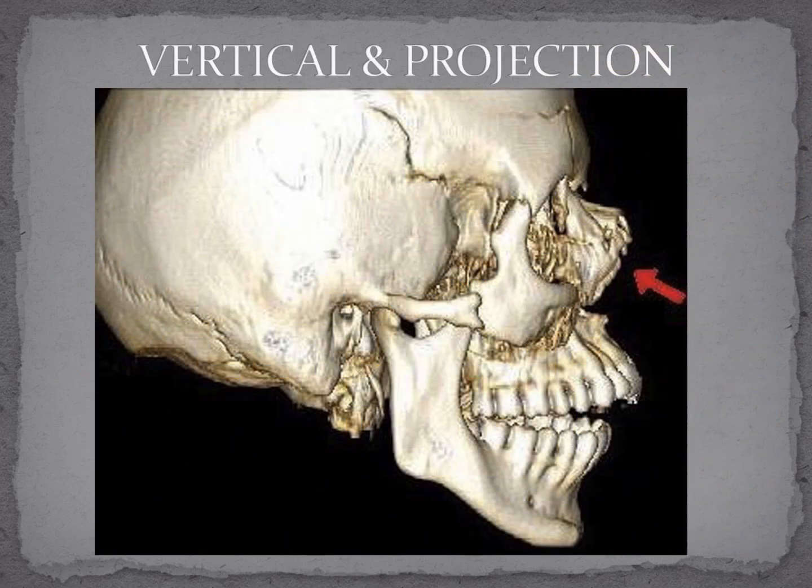So now, what do we say when we talk about vertical and projection? So basically, vertical is the entire supra-inferior length of the face, and the projection is the anteroposterior projection of the face. So as we can see here in this fracture, usually it is the slope of the cranial vault or the skull base around which the fracture displacement usually happens.